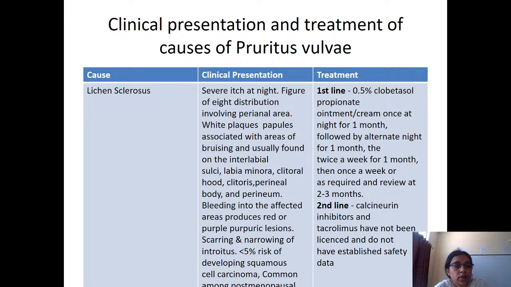So coming to lichen sclerosis, again this condition tends to present with severe itching, particularly at night. And if you examine the perineal area, these typically have a figure of 8 distribution involving the perianal area, with white plaques, sometimes papules, and here and there areas of bruising. These areas usually will be seen on the labia minora, or sometimes on the clitoral hood, or even on the clitoris, or the perineal body, or even the perineum. So especially these are the sites where these lesions tend to occur.